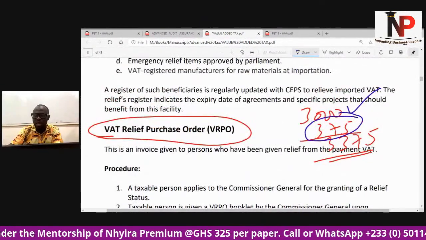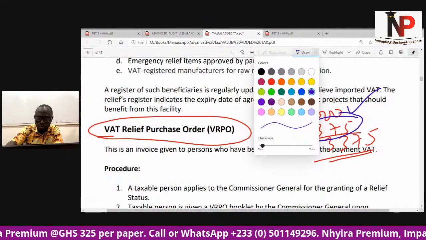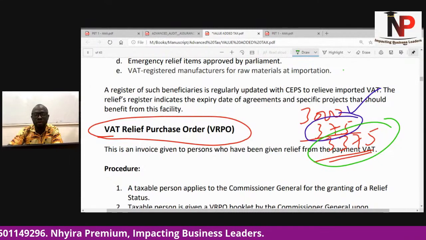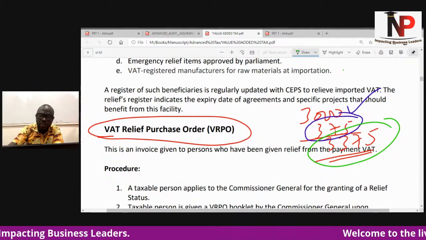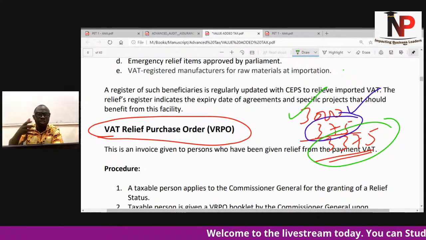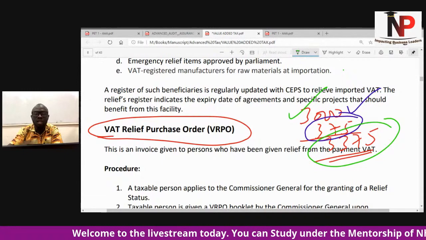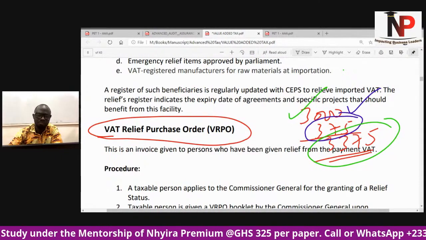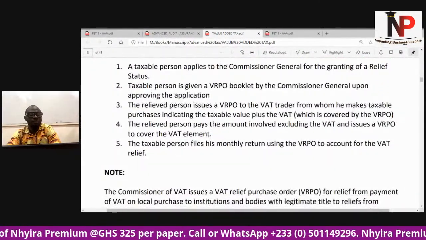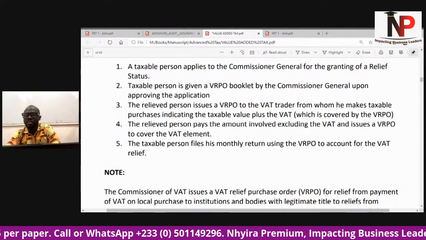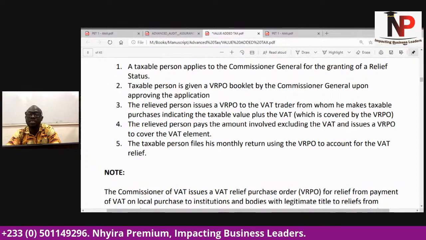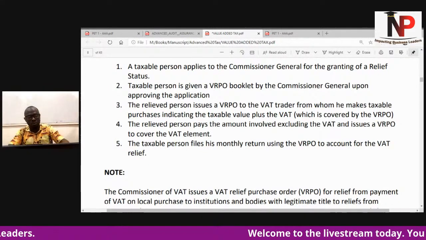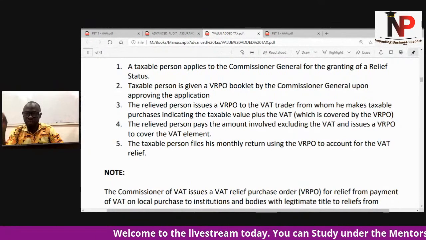So you are supposed to give me 3,375. But because we're a relief organization, you will pay me only the 3,000. So you issue the VRPO to me that will cover the VAT component of what? 375. This is what we are talking about here. Then, number five, the taxable person files his monthly returns using the VRPO to account for the VAT relief. So that is what is happening when we deal with the issue of relief supply.